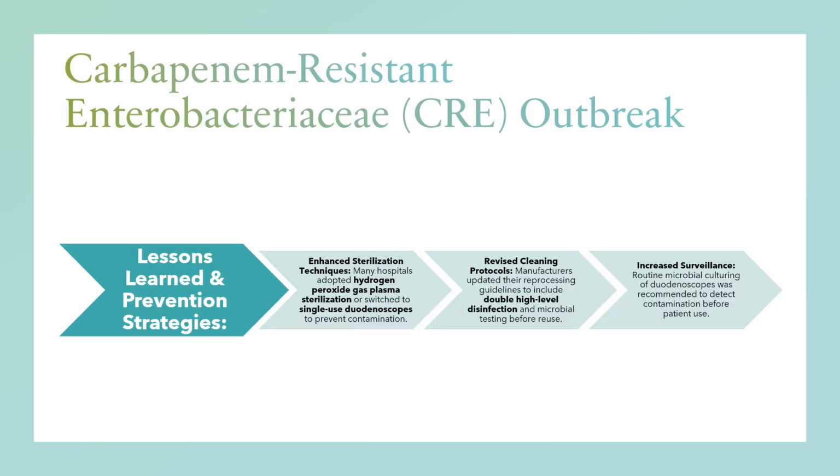Sterile processors, some lessons learned and prevention strategies. After the CDC and FDA recalled the instrument and increased the instructions for use, we saw enhanced sterilization techniques. As we get to different types of sterilization methods, you'll understand how hydrogen peroxide gas plasma sterilization works, but more importantly, that most facilities switched to single-use duodenoscopes, which means one use and then you throw it away.